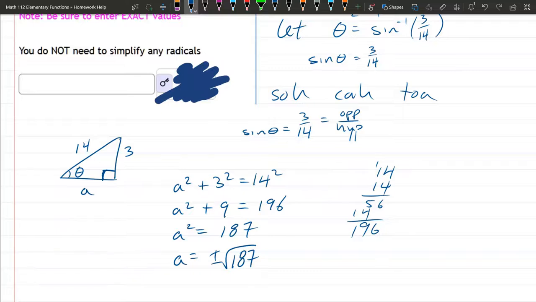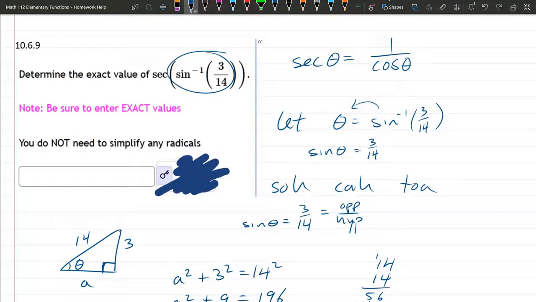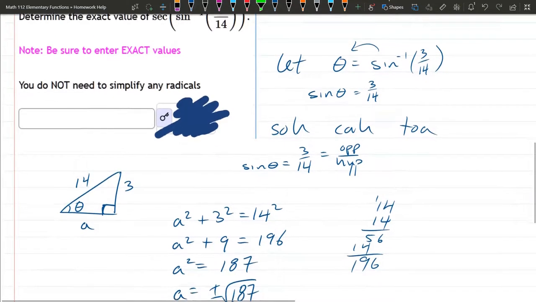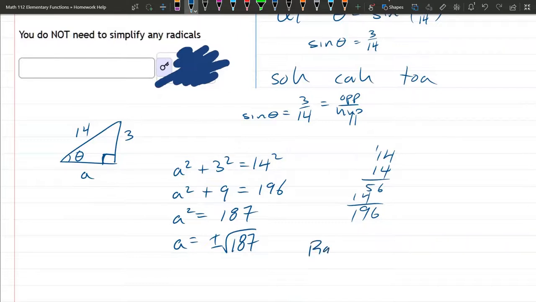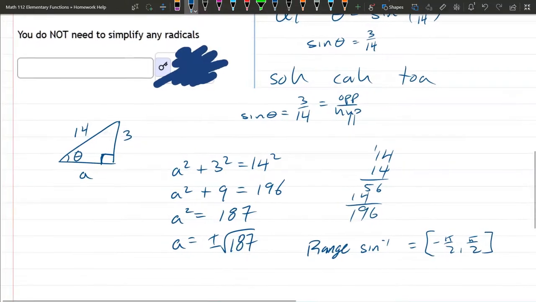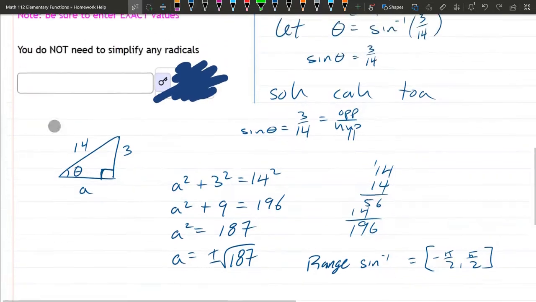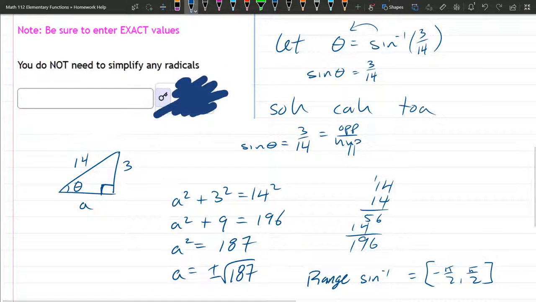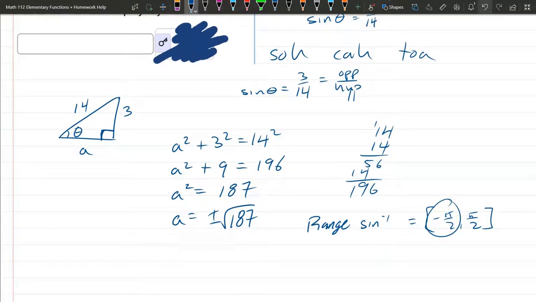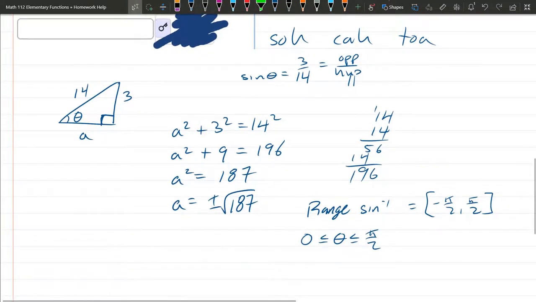All right, how do we know if it's plus or minus? Well, we're going to look at this again. Sine inverse, and I'll write this down. The range of sine inverse is negative pi over 2 to pi over 2. So we have to be in quadrant 1 because we got the sine value as positive. So we're in quadrant 1, not quadrant 4, which would be a negative angle. So our angle is between 0 and pi over 2. Which means this adjacent side has to be positive because everybody is positive in quadrant 1. That's why we're going to go with the positive square root 187.